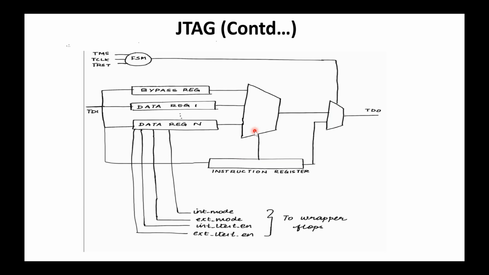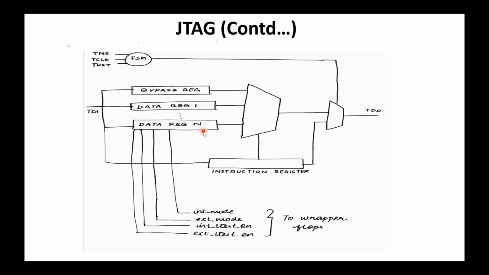This mux is going as a select line to this mux. So it will actually select one particular data register. For example, in this case, this data register has got selected. So core logic data register.